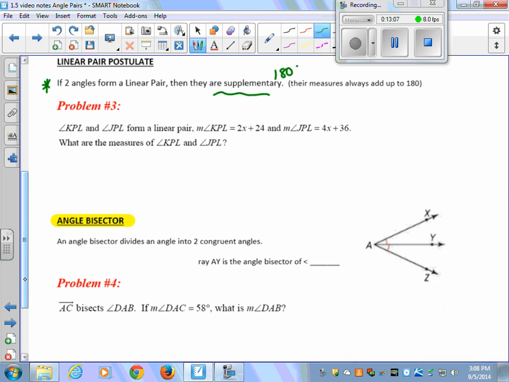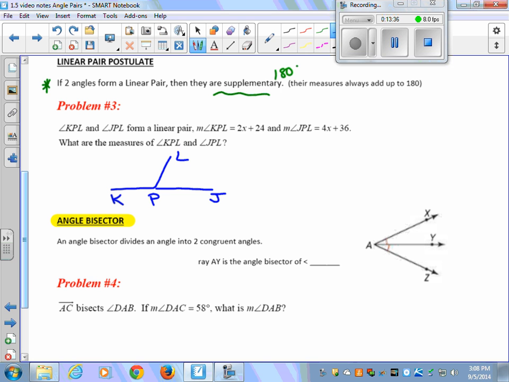Now, this is going to relate back to what we did with section 1.4 with the angle addition postulate. But now we're using our new terms. Problem 3, they don't give us a diagram here. We have to draw our own. Angles KPL and JPL form a linear pair.